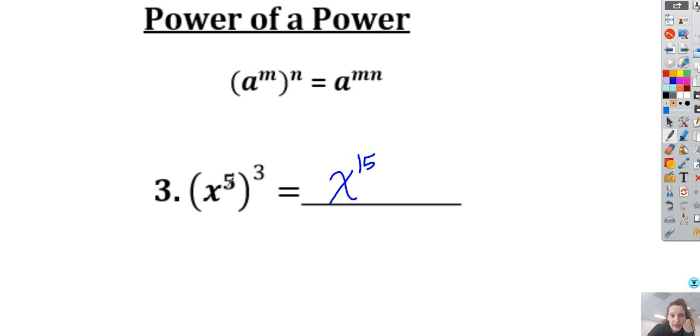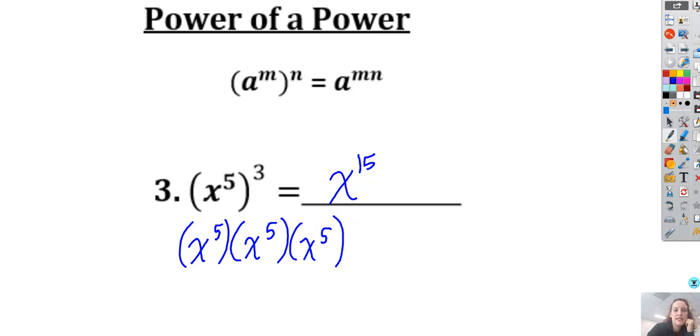And the reason why, because, well, 5 times 3 is 15, but the reason why is what you're doing is you're taking x to the 5th and you're cubing it. You're taking x to the 5th and multiplying it by itself 3 times because we're cubing it, raising it to the 3rd power. So what we learned earlier was when you multiply things that have the same base, you add all the exponents. And 5 plus 5 plus 5 is 15. So this is x to the 15th.